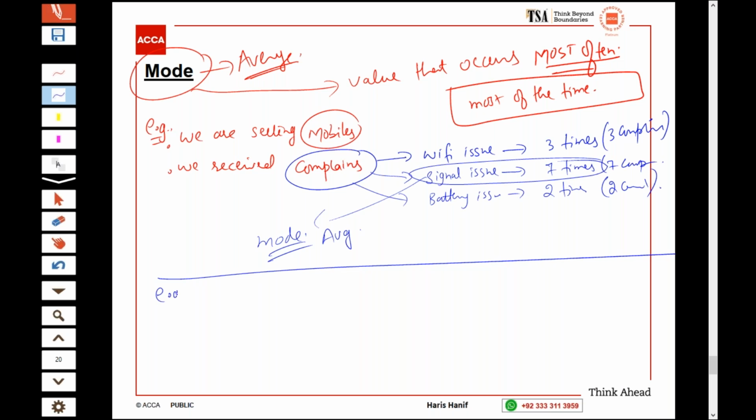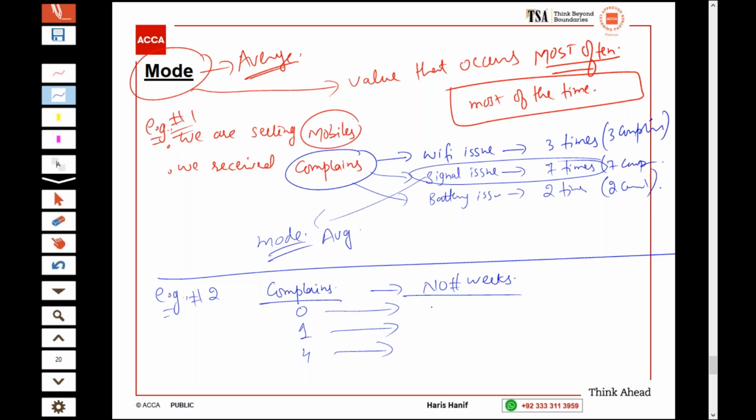Now I should write another example. That was example number 1. Example number 2 is that, for example, there are complaints and there are number of weeks. 0 complaint, 1 complaint, 4 complaints. That is 5 weeks, that is 12 weeks, and that is 1 week. Sorry, it is 1 time. These are not the weeks, these are the times, number of weeks in a week.